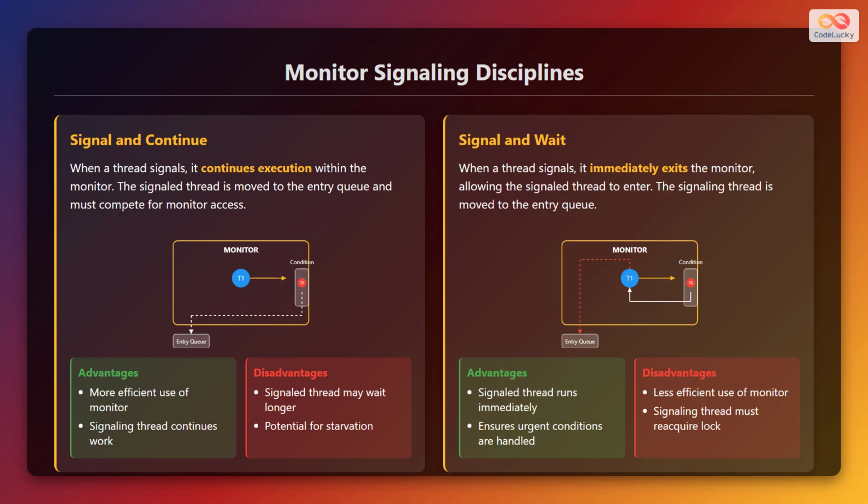The advantage of signal and continue is a more efficient use of the monitor, where the signaling thread can continue its work. However, it has a disadvantage in that the signaled thread may wait longer, potentially leading to starvation. Signal and wait ensures the signaled thread runs immediately to handle urgent conditions, but it can be less efficient since the signaling thread must reacquire the lock.